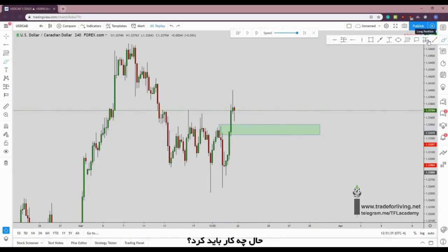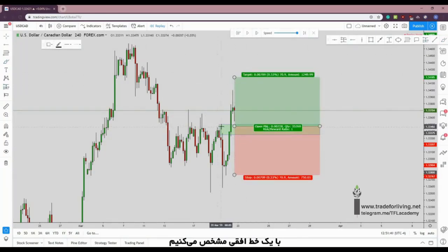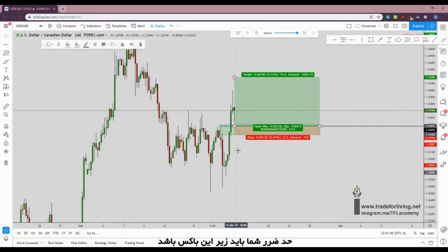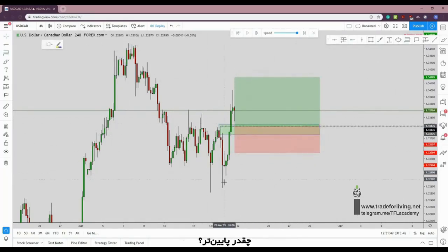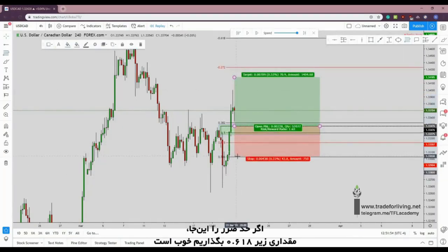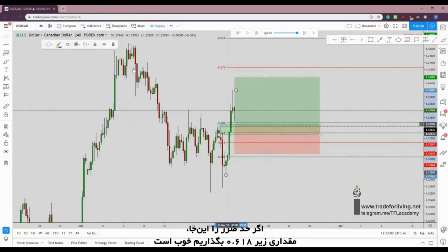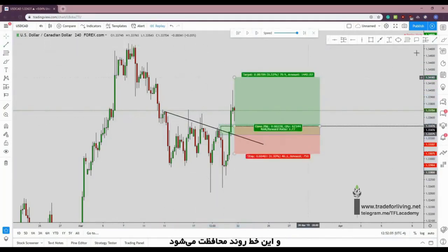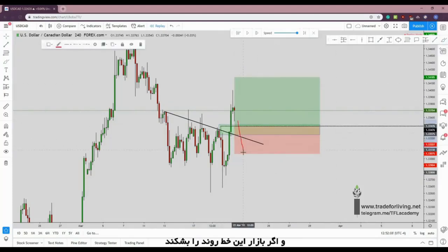So what you will do, you will take your entry from the high. You can just identify it by putting a ray here. Your entry will be at the high. Your stop loss needs to be below this box. How much below? We can just take our Fibonacci from the low to the high, and if you take your stop loss a little bit below the 61.8, you will be perfectly fine. Also, your stop loss will be protected by this trend line. So if the market breaks and goes all the way to your stop loss, then it means the setup has failed.